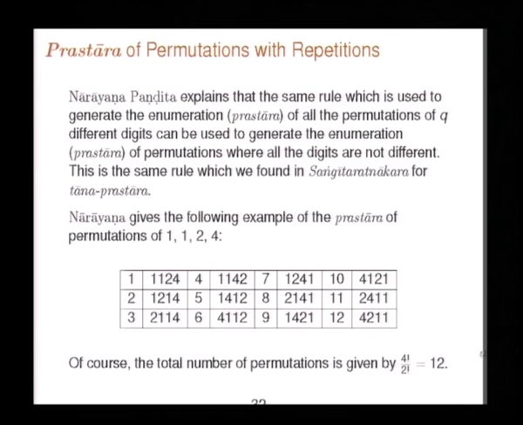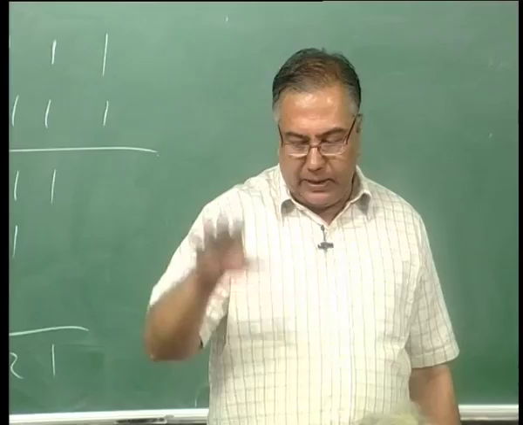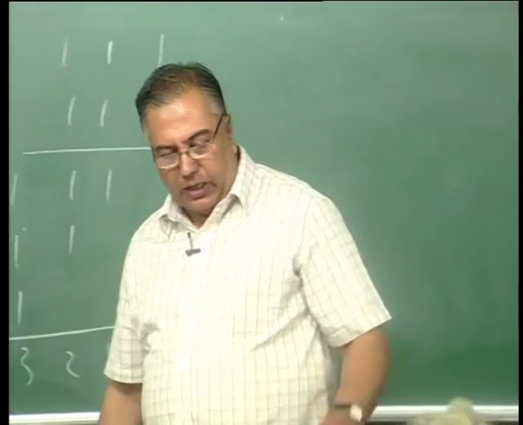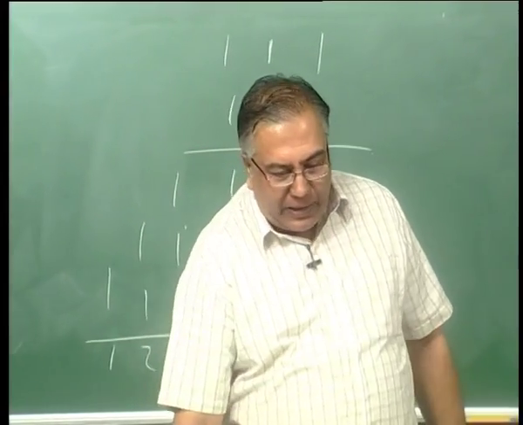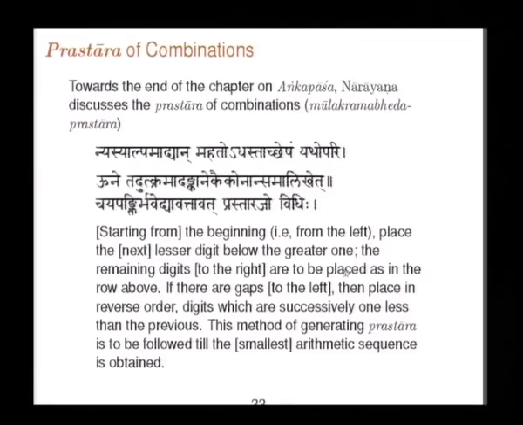Of course, the total number of permutations, or the total number of rows in this Prastara, will be this multinomial, or 4 factorial by 2 factorial, and the method of Sharngadeva just goes through. Narayana Pandita is the first person to have listed the permutations with repetitions. They are called multisets. This theory is itself fairly interesting.